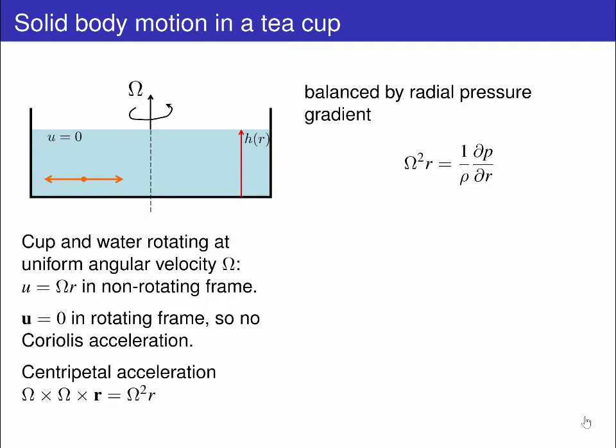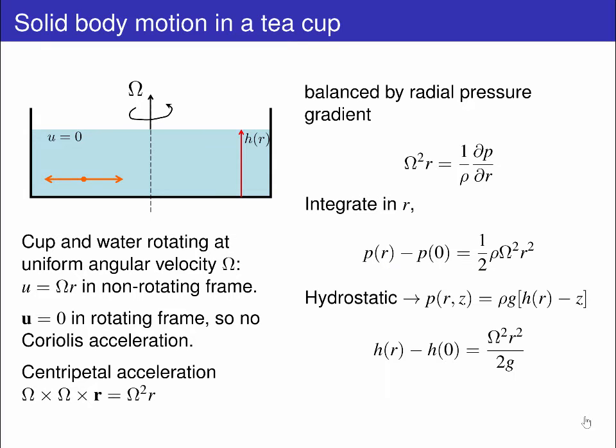That is, the centripetal acceleration experienced by the water, omega cross r, or omega squared times the radius, is balanced by the radial pressure gradient within the water, 1 on rho dp by dr. This equation can be integrated in the radial direction from a radius of 0 to r, giving the pressure difference between 0 and r as half density times omega squared times the radius squared.